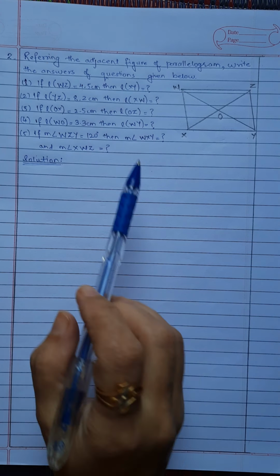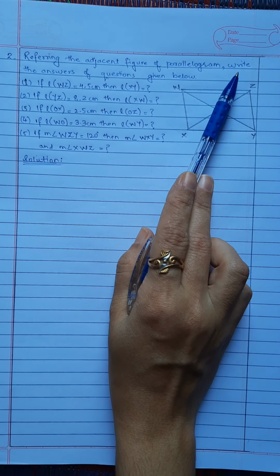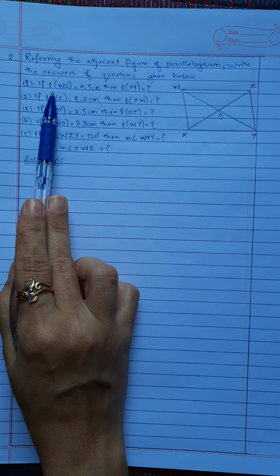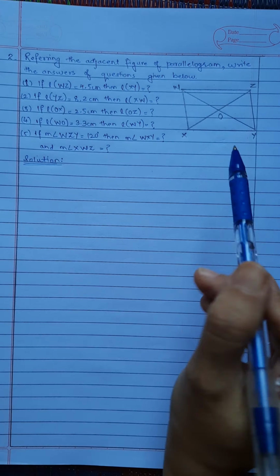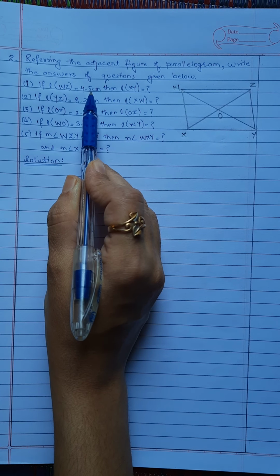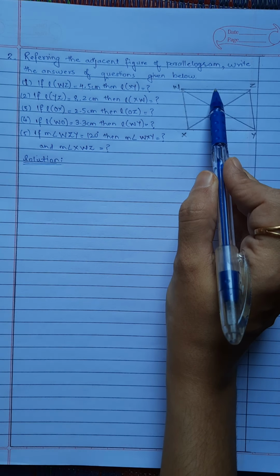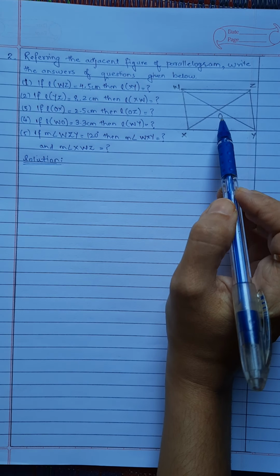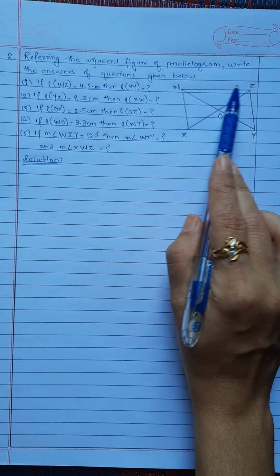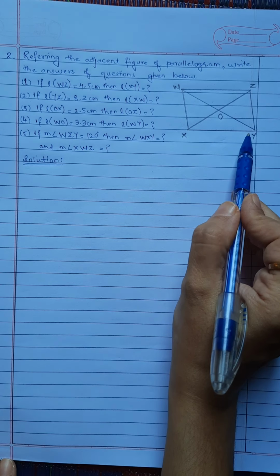Here is the second question. Referring to the adjacent figure of a parallelogram, write the answers of the questions given below. The very first is the length of WZ. WZ is this side. WZ's length given is 4.5 centimeters. So find the length of XY, the opposite side of the parallelogram. As we have studied the properties of a parallelogram, the opposite sides of a parallelogram are congruent. So in this way we can find the length of XY.